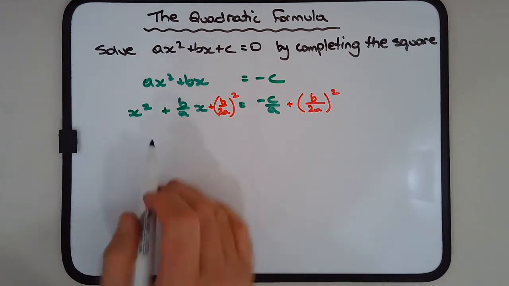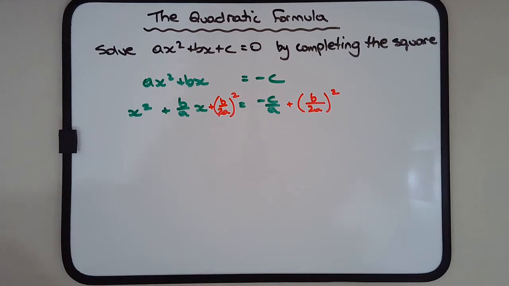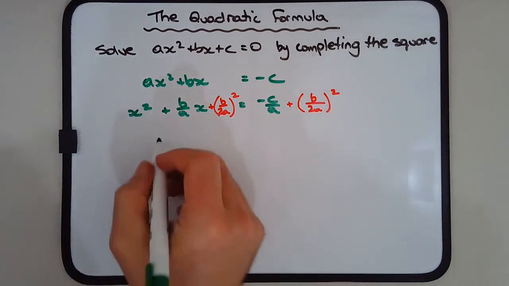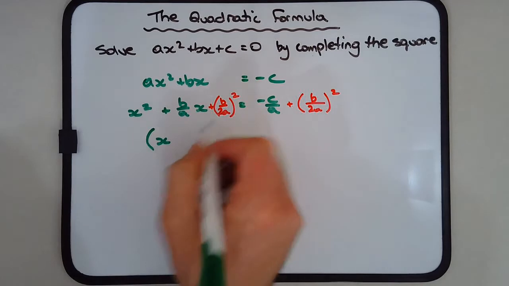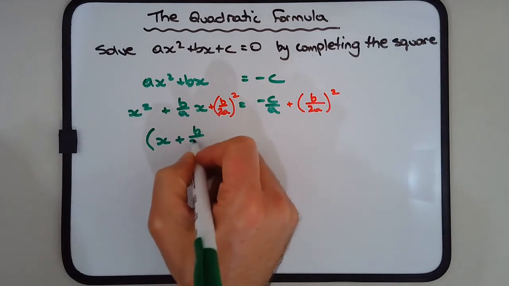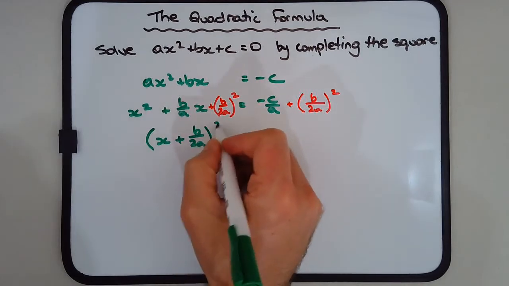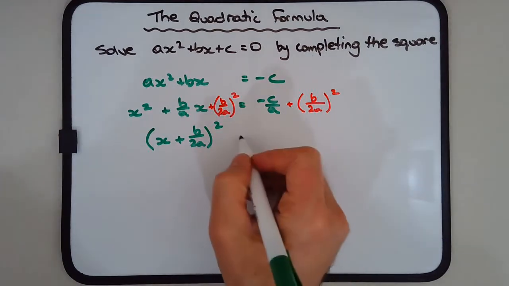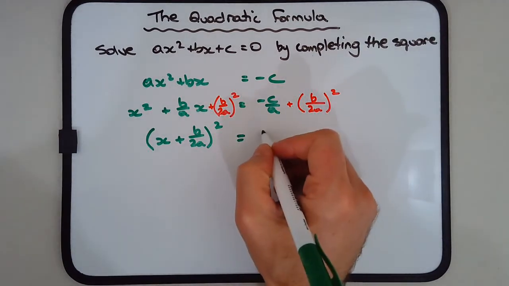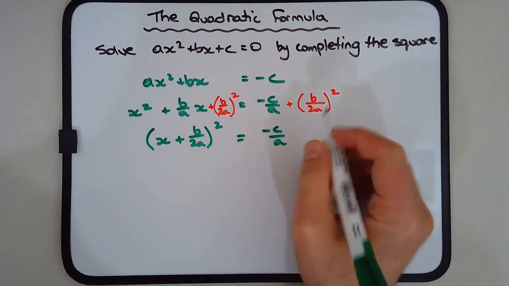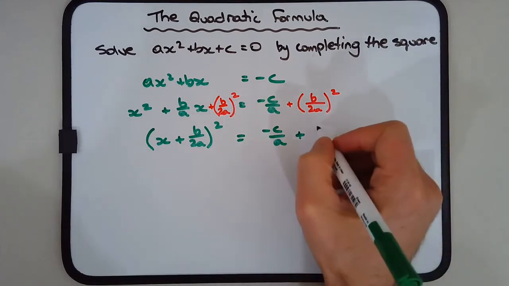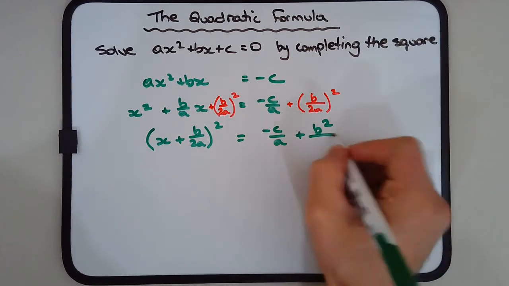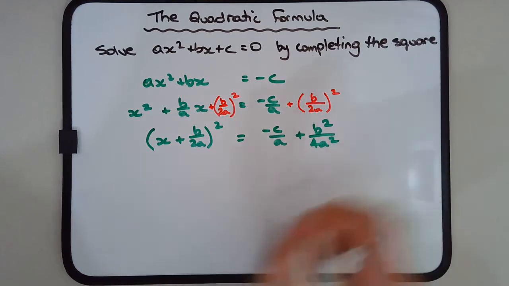Now let's write the left-hand side as a perfect square, of course. So that's going to be x plus b on 2a all squared is equal to negative c on a plus, in fact, I might just write it as b squared on 4a squared.